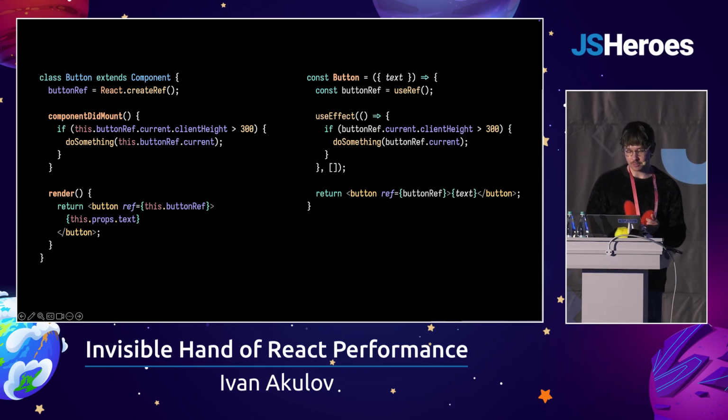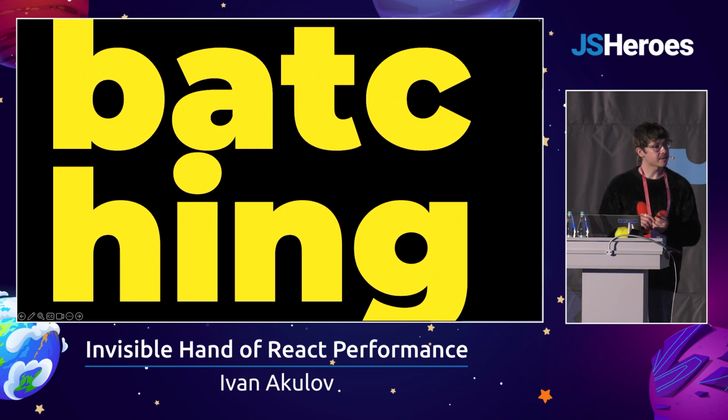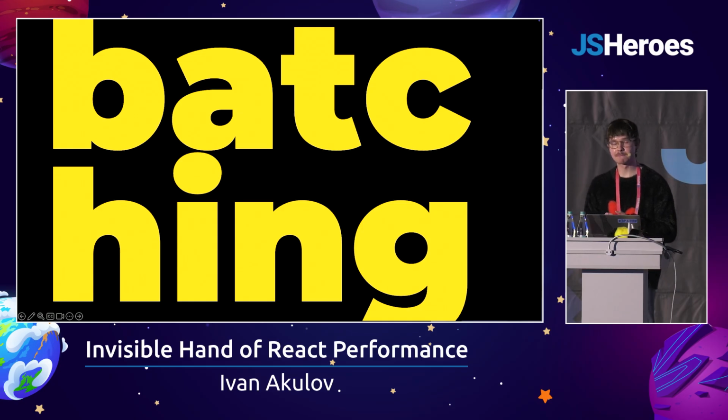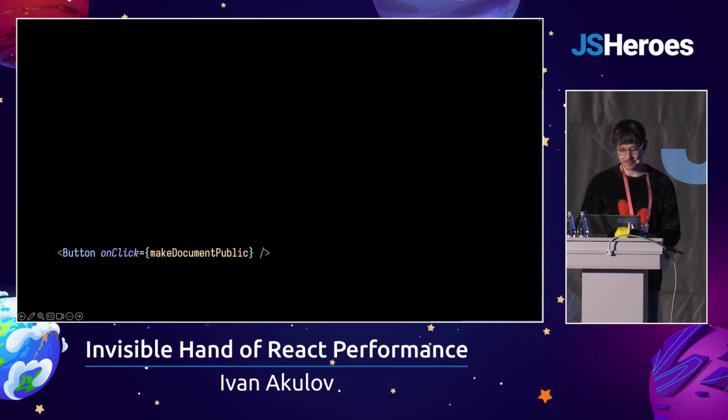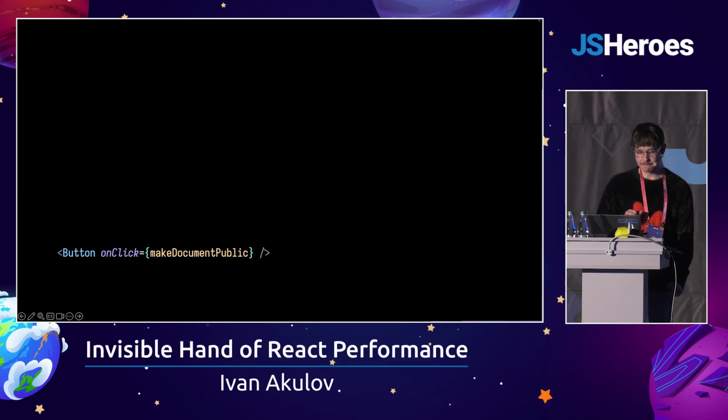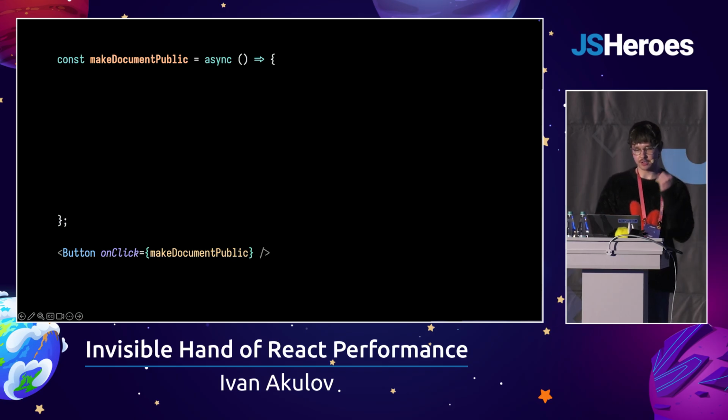And that's the first example. Let's talk about the next thing, batching. And for that, I have another quiz. So this button has an onClick. The onClick calls this event handler, and the event handler has 4 setState calls.